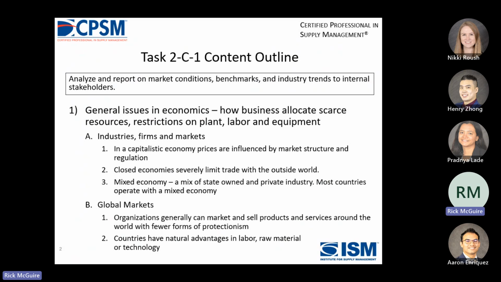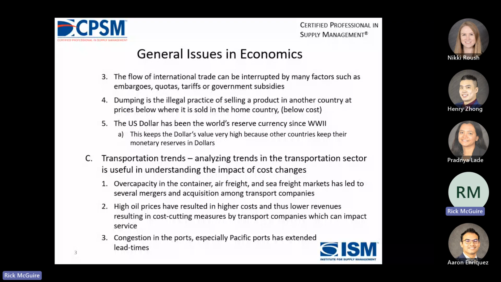Flow of international trade can be interrupted by many factors, and some of them have been in the news: embargoes, quotas, tariffs, government subsidies, etc. And there's a term called dumping, which is the illegal practice of selling a product in another country at prices below those sold in the home country or below cost. A number of years, 5 or 6 years ago, China was busy dumping aluminum into the US. And they weren't subsidizing the aluminum specifically, but they were subsidizing the power to the aluminum companies. And that's the biggest expense in making aluminum.